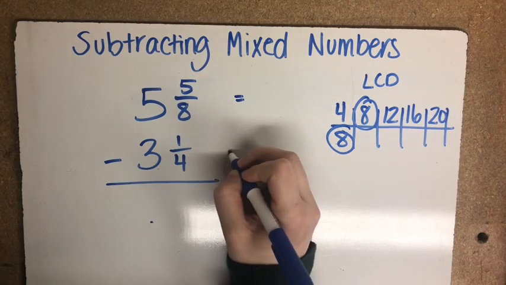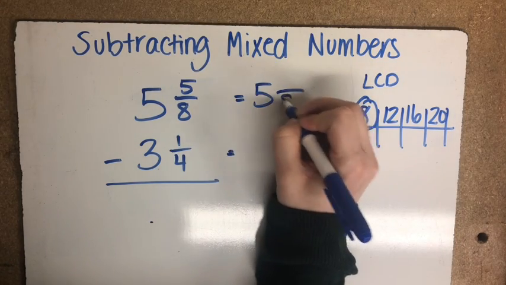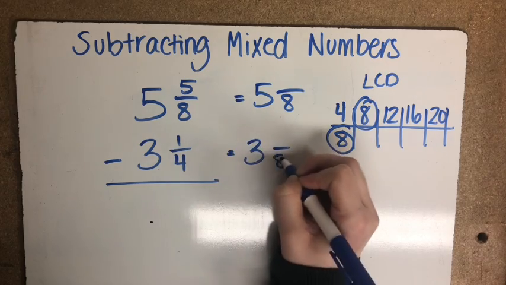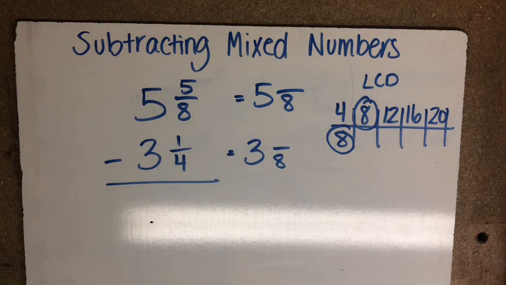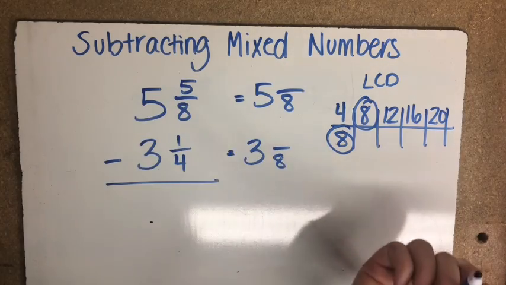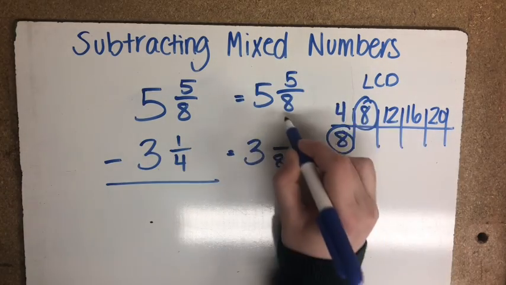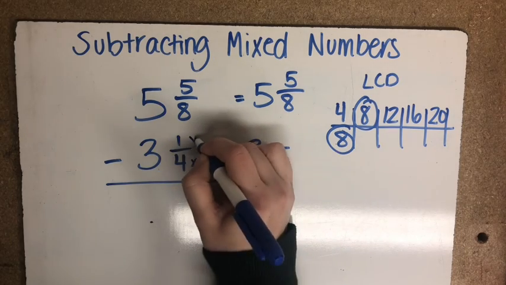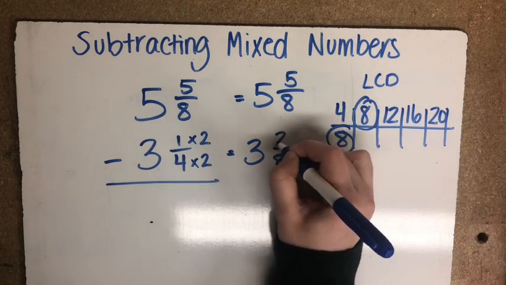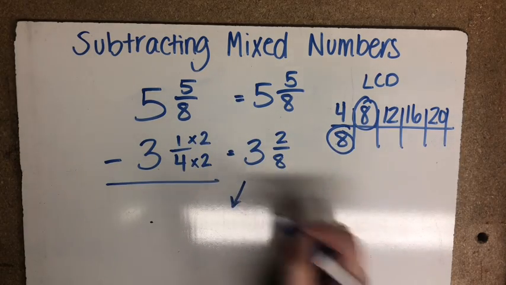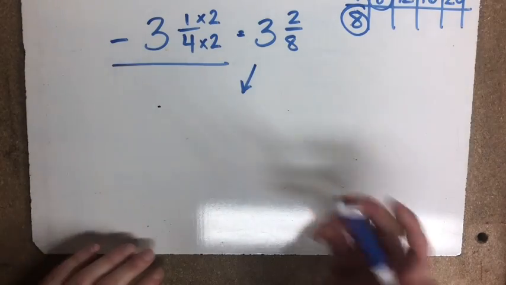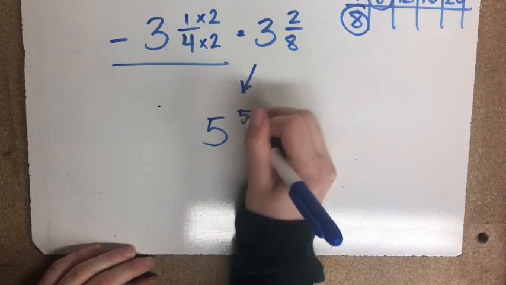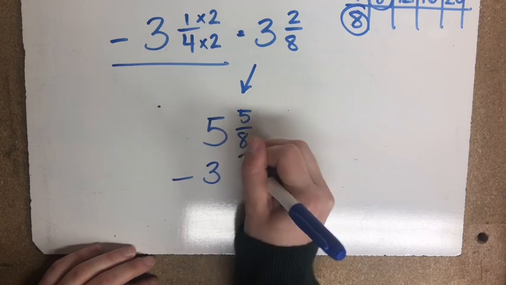Take a minute to rewrite your fractions so they have 8 with the common denominator. Do this on your paper. Okay, for 5 and 5/8, you know that you keep the 5 because we already have the 8. For 3 and 1/4, we need to multiply by 2. Okay. I'm going to rewrite the problem. You keep solving on your paper. We have 5 and 5/8 minus 3 and 2/8.